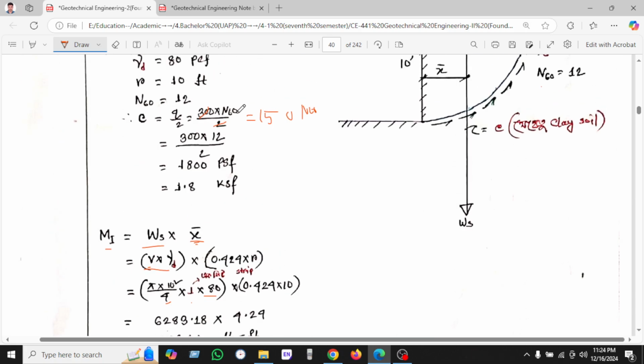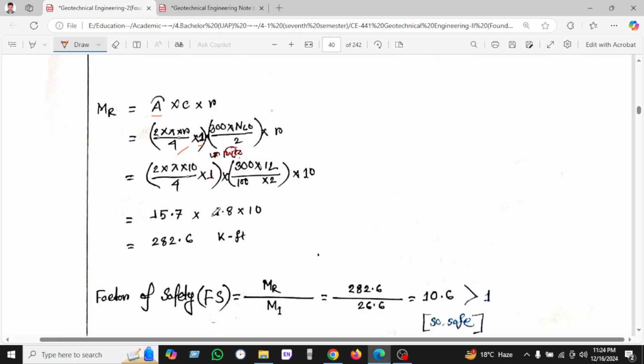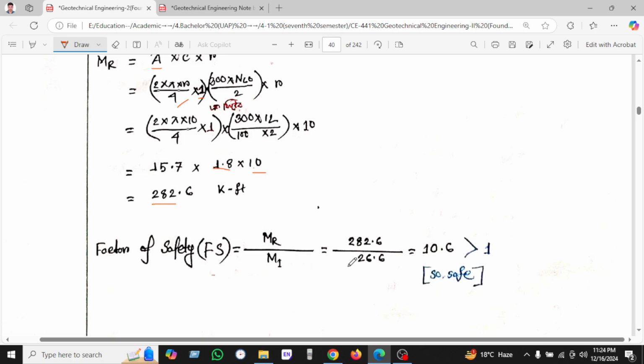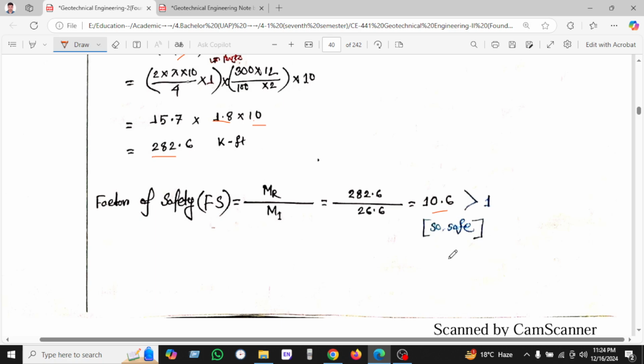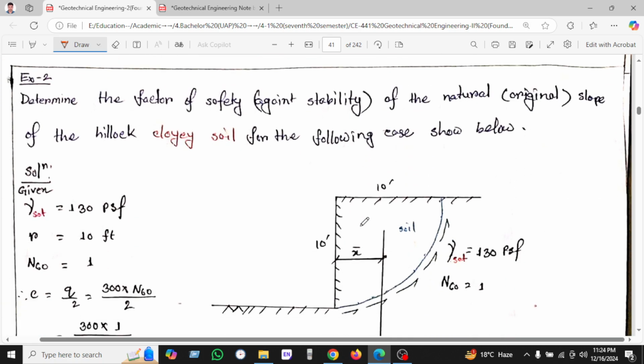C is 360 divided by 4, which is 1.8, and R is equal to 10. In this way we have found 282.6, and putting this in, we found the factor of safety is 10.6. So this is safe and stable.